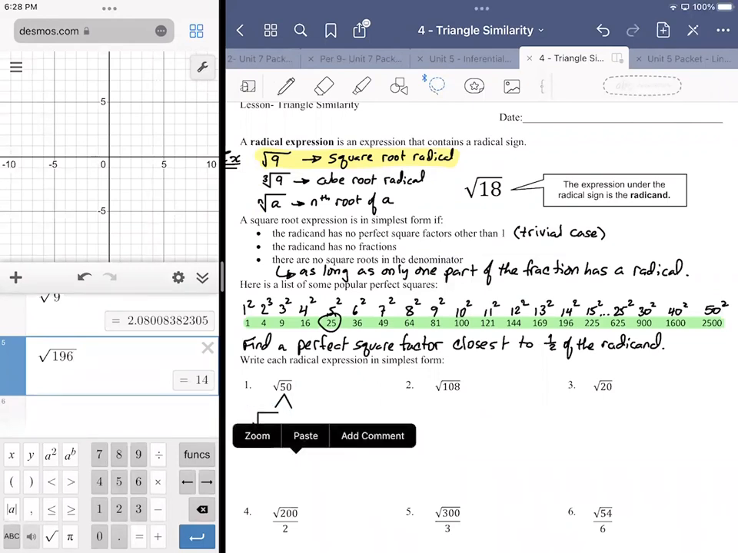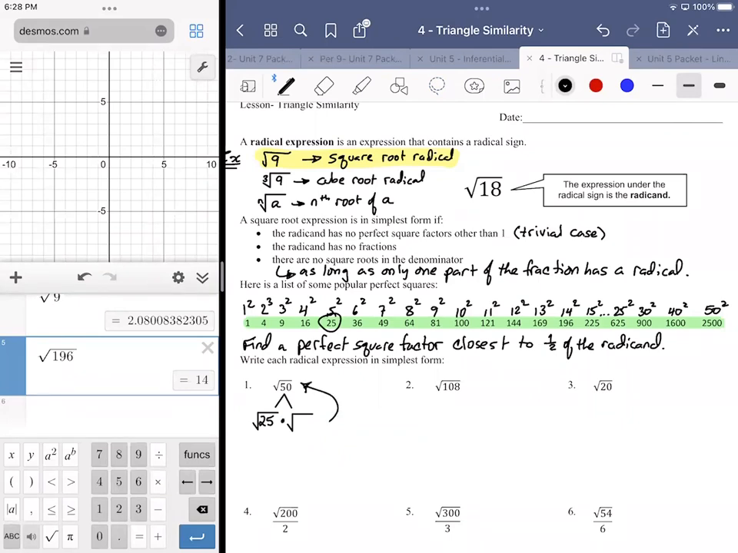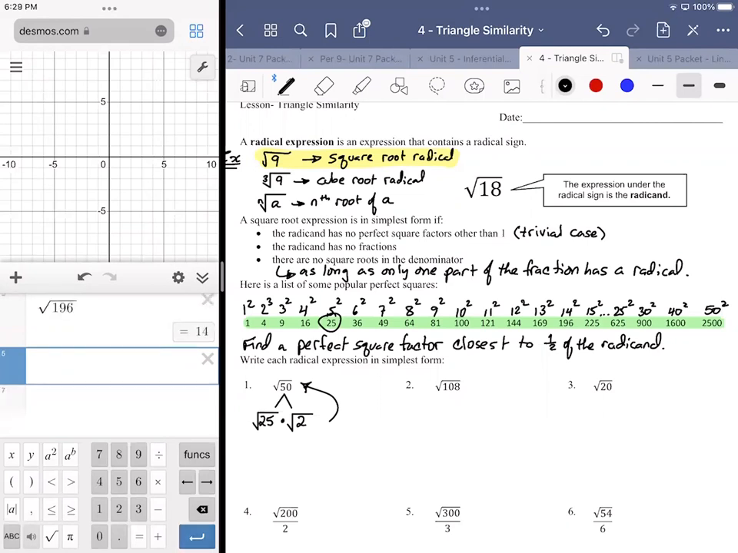We're going to break this up into a product of the perfect square factor and whatever I'd have to multiply that perfect square factor by to get the original radical. Right? So 25, I'd be like, okay, well, what do I have to multiply 25 by to get 50? 25 times 2. Right? The reason why we do it this way is because I can't break down the radical 50. If I try putting that in the calculator, it's not going to give me a whole number.